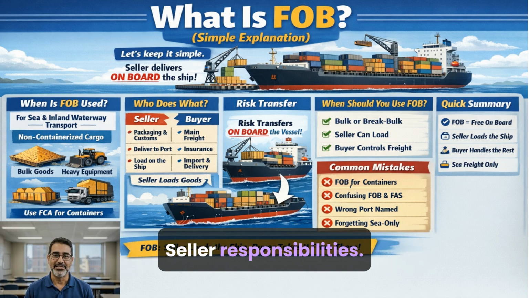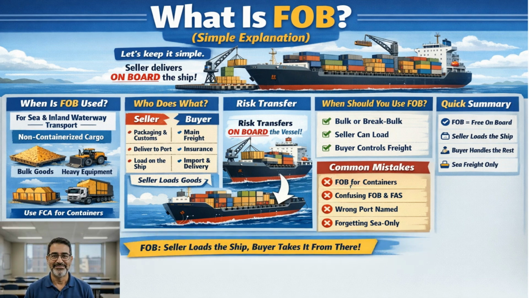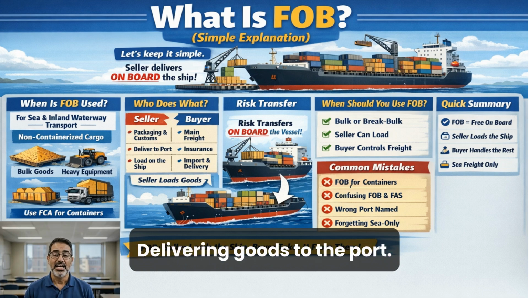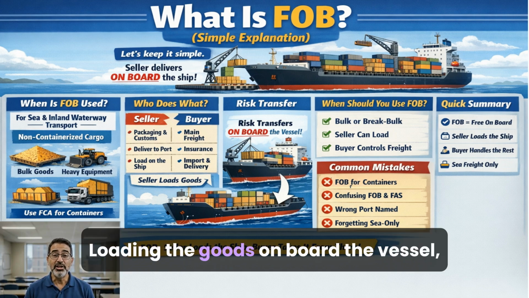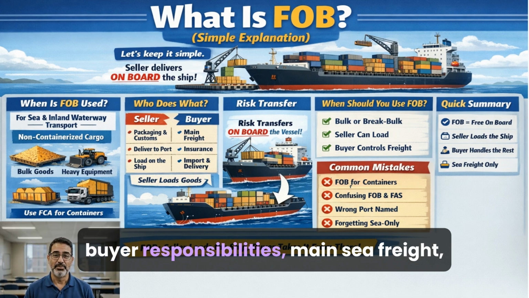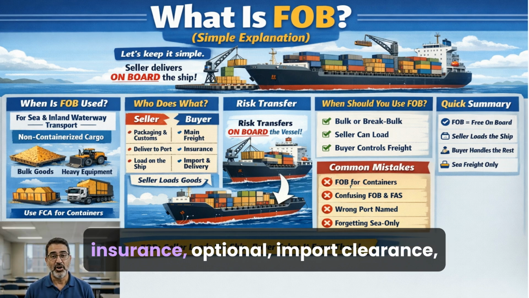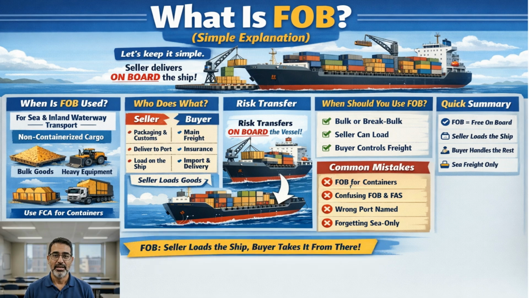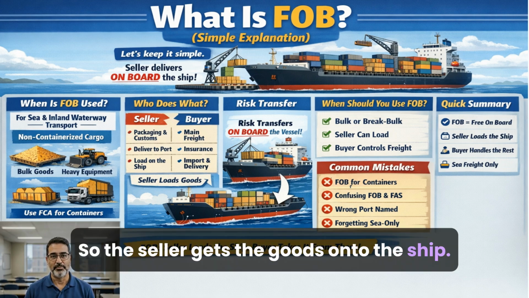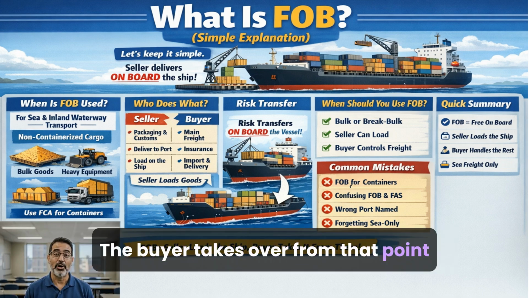Seller responsibilities: export packaging, export customs clearance, delivering goods to the port, loading the goods on board the vessel. Buyer responsibilities: main sea freight, insurance (optional), import clearance, duties and final delivery. So the seller gets the goods onto the ship. The buyer takes over from that point onward.